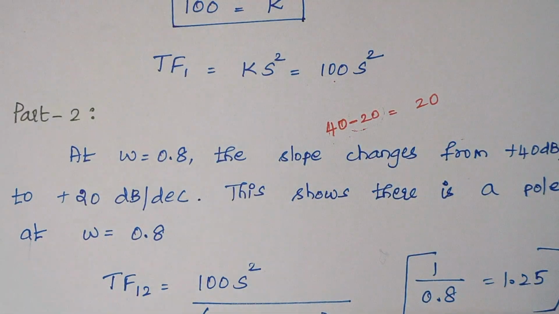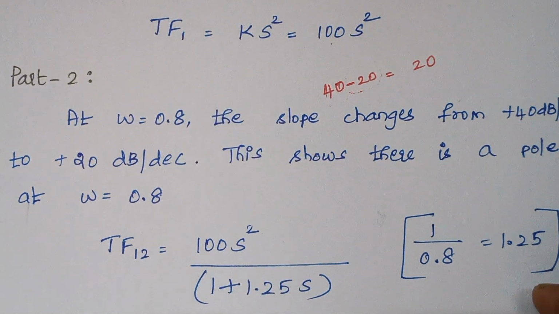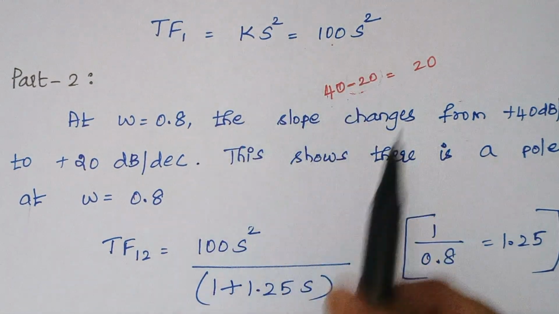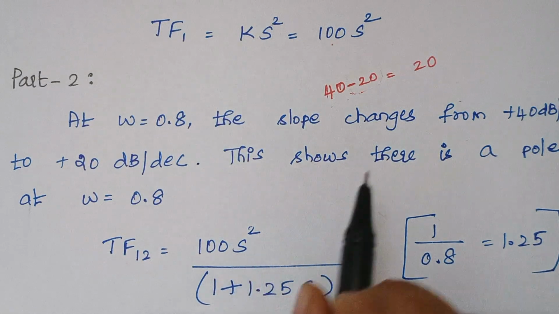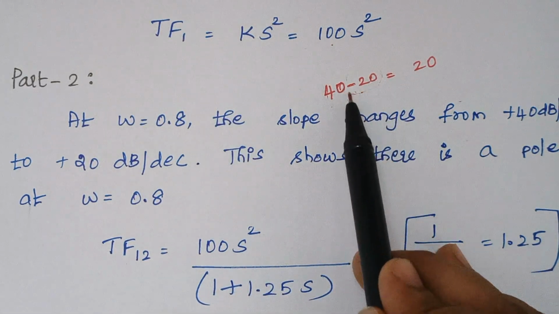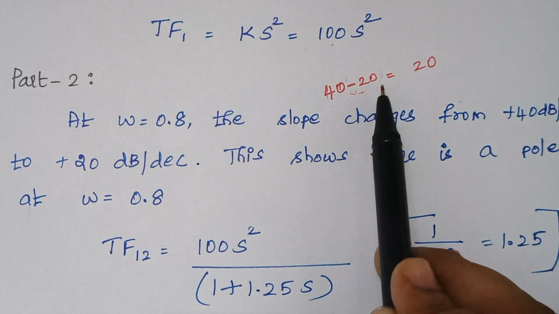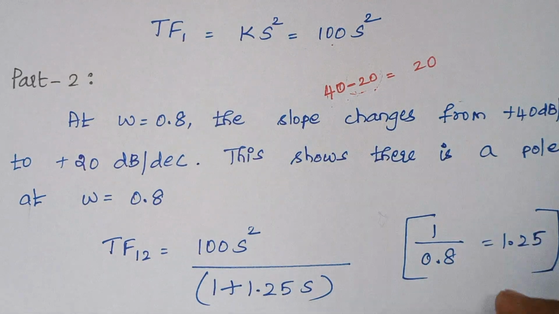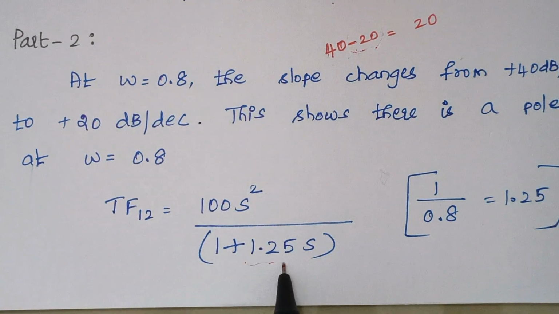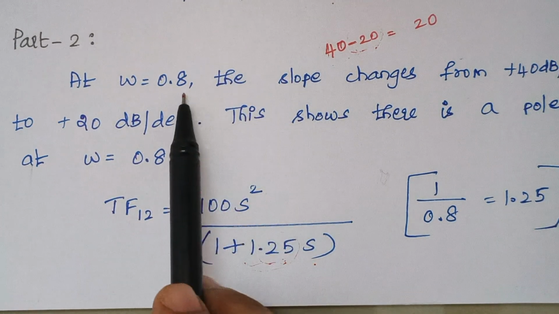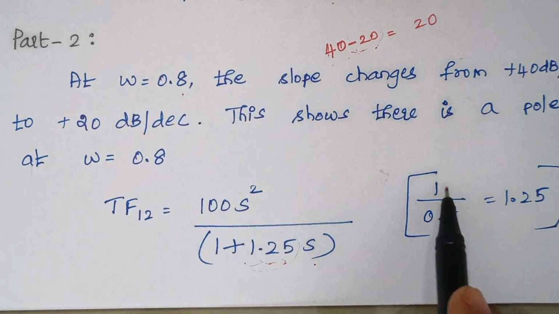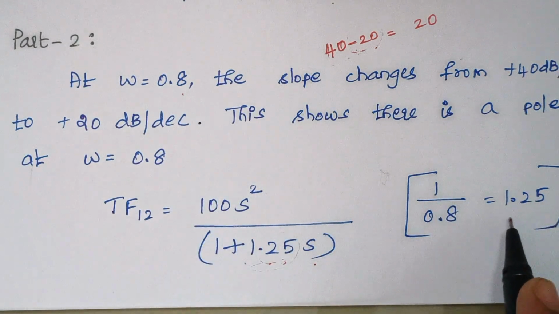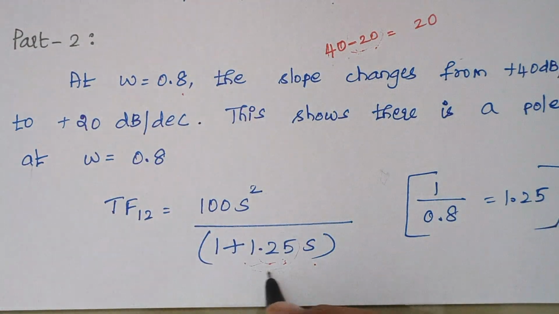So here our transfer function gets modified as, already we are having 100 s square, so write that 100 s square as such. Here we have to include minus 20. So minus 20 denotes a term in the denominator: 1 plus some term with s. How to find this term? We have to take the reciprocal of this frequency. So 1 divided by 0.8 gives you 1.25. So here I had written the final expression as 1 plus 1.25 s.